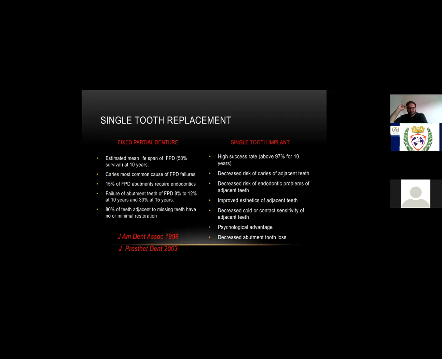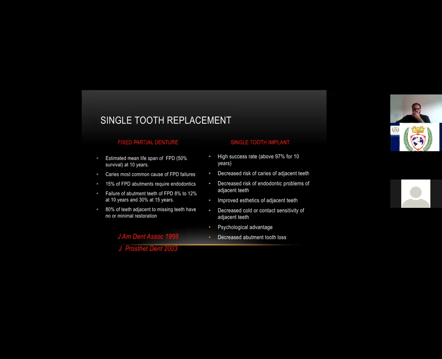So when we are planning a treatment for a particular condition, especially for a single tooth replacement, we have a good option of fixed partial denture. We have a single tooth implant. These are the 2 popular treatment modalities which we can compare, and these are the 2 big competitors which we have to look into for any particular single tooth replacement case. So we have some advantages, some disadvantages. Let's see in the research how it goes.